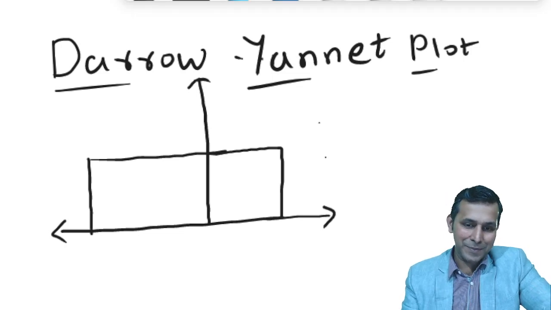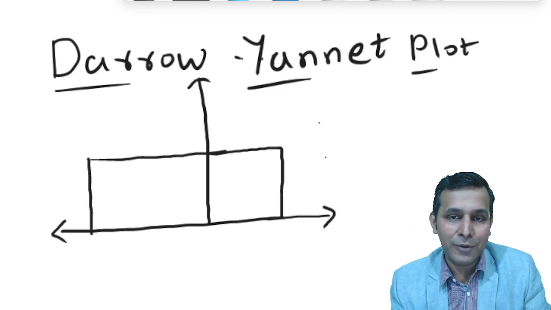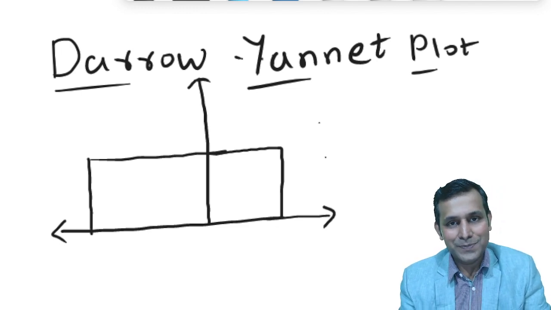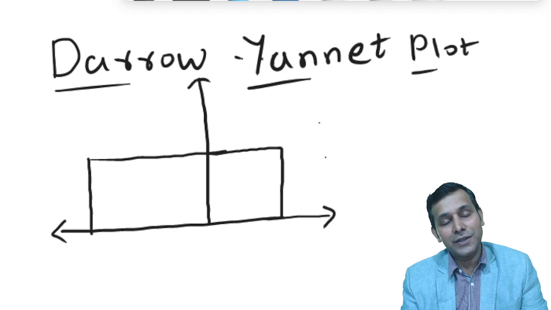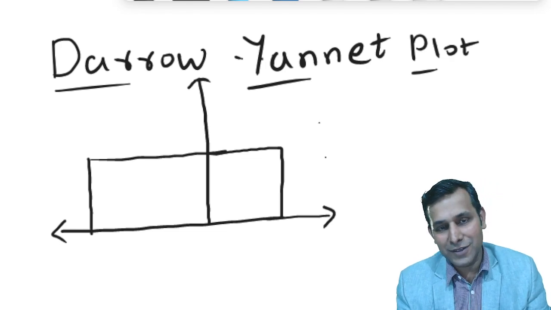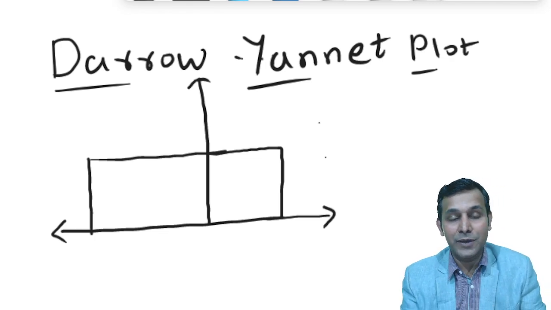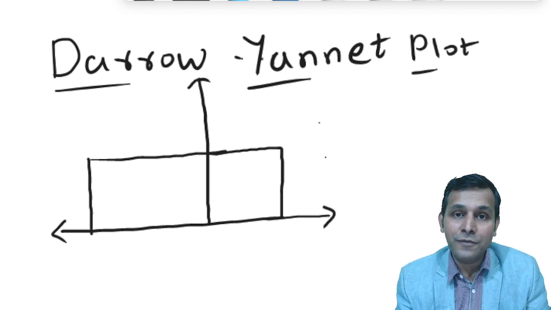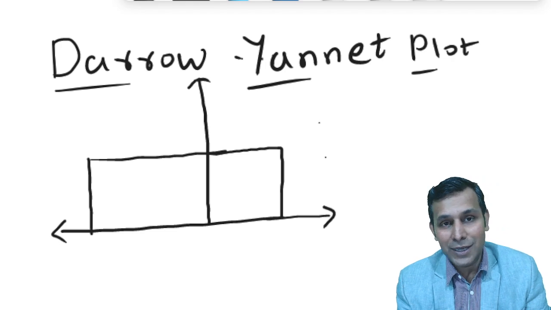Hello friends, welcome back. So in this session we'll be learning about Darrow-Yannet plot. To understand Darrow-Yannet plot, we need the information about osmosis and body fluid compartments, which we have covered in previous sessions. Remember, the knowledge of osmosis, that is the movement of water from one place to another, and the information of body fluid compartments, distribution of body fluids, is very important to understand Darrow-Yannet plot.